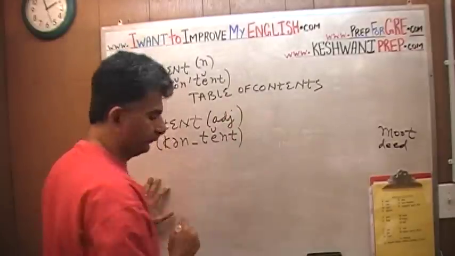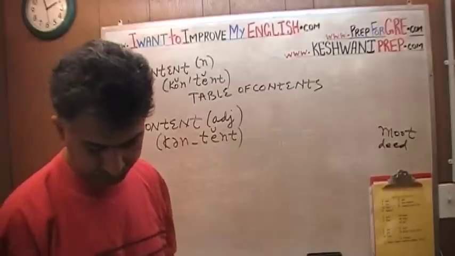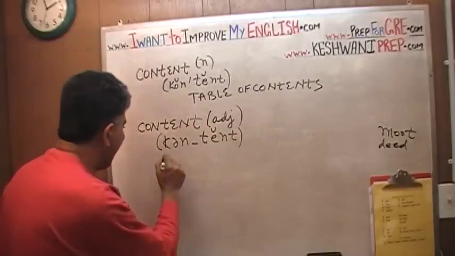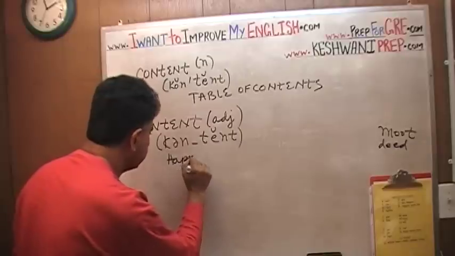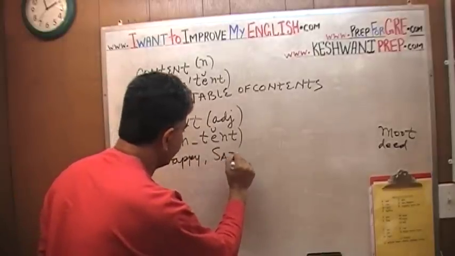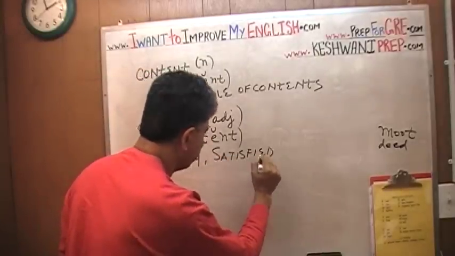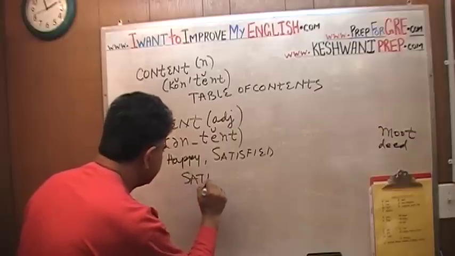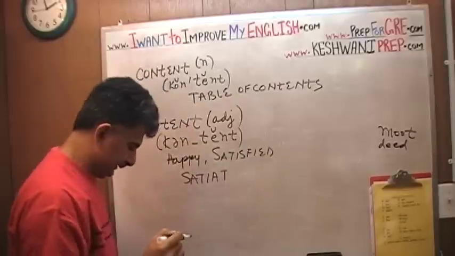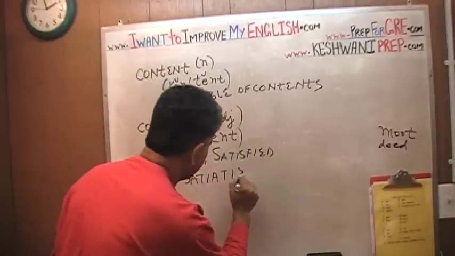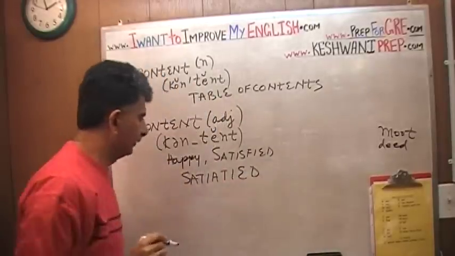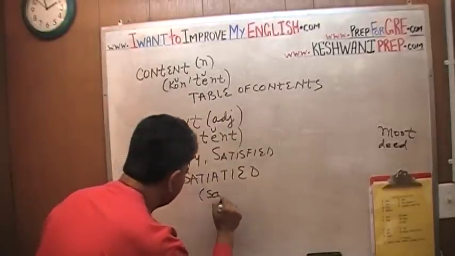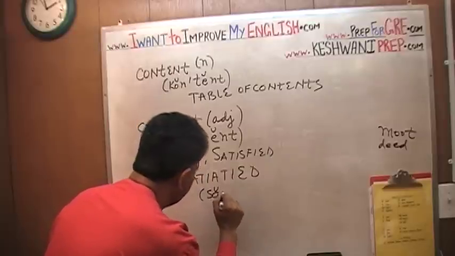What does it mean to be content? To be content means to be happy, to be satisfied, to be, here's a good word to know, to be satiated. This is a good word to know for the GRE, for GMAT and so forth. Satiated.